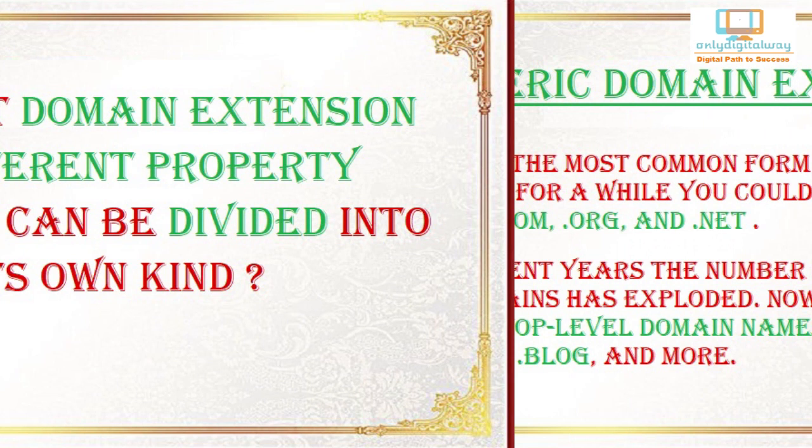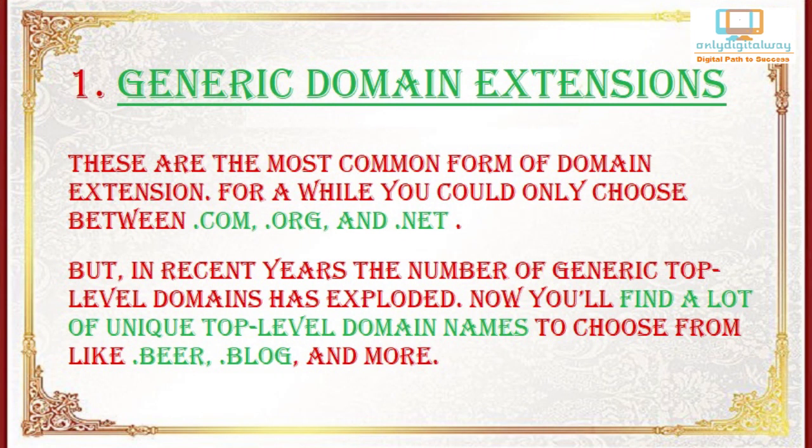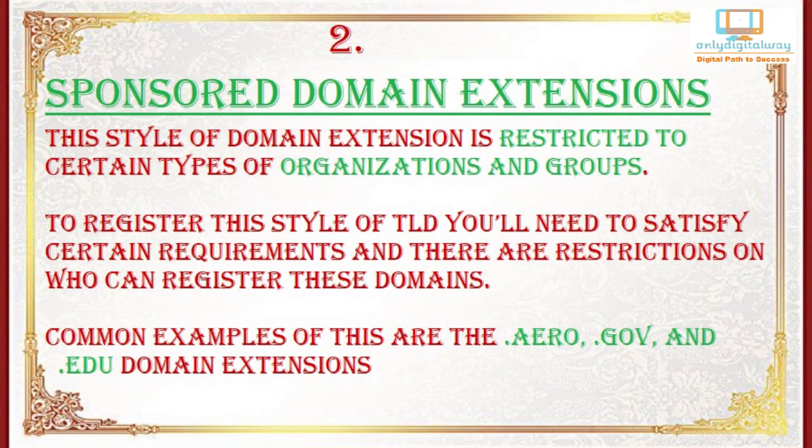So let's see that. First is generic domain extensions. These are the mostly used domain extensions like .com, .org, .net. These are the very top level unique domain extensions and are commonly used. Second is sponsored domain extensions. These types of domains are restricted and can only be owned by an organization or a group of people. These domains include .gov, .edu, .net.